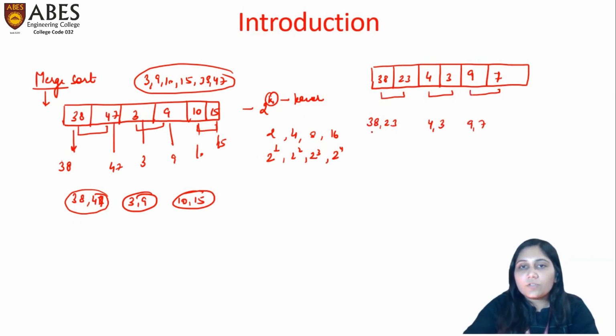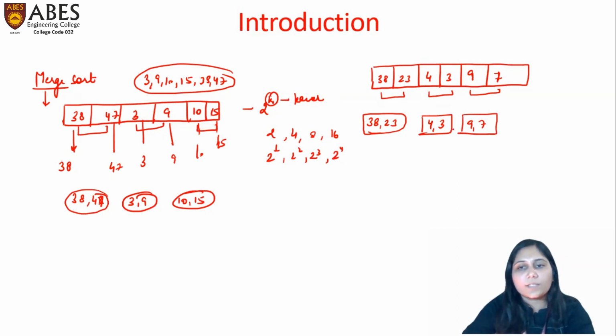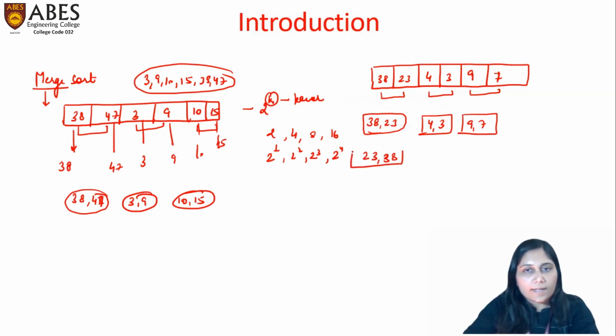You can see that this is one array, this is another array, and this is another array. This is just what I am asking you to assume. So what will happen in merge sort? It will keep on dividing into powers of 2, and we will have to sort them here. So 38 and 23 will be sorted like 23 and 38. This is one array. Then 3 and 4, another array. This will become 7 and 9, another array.